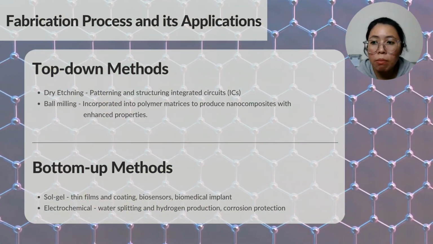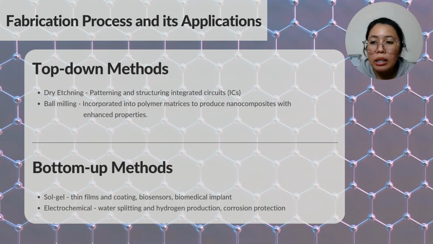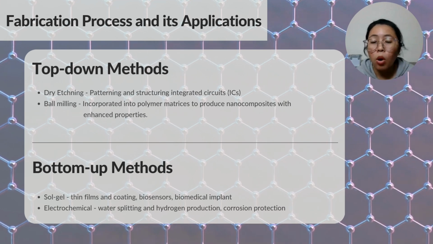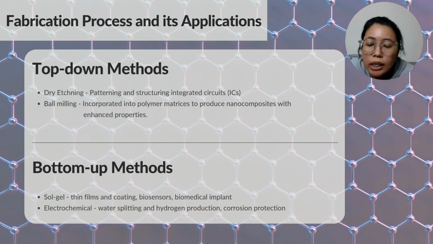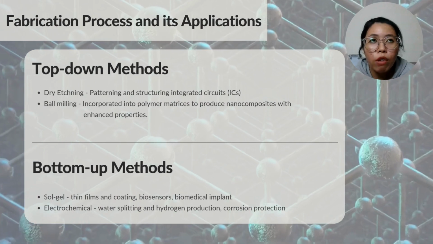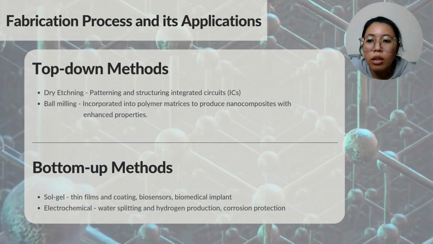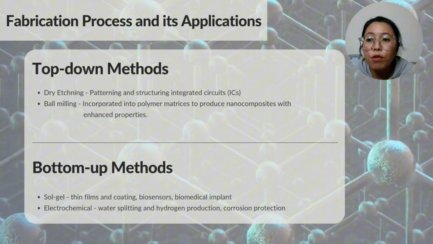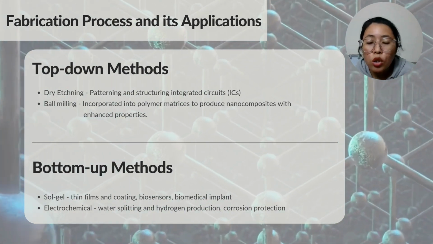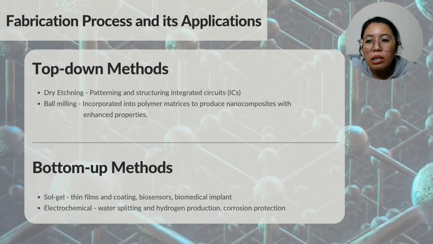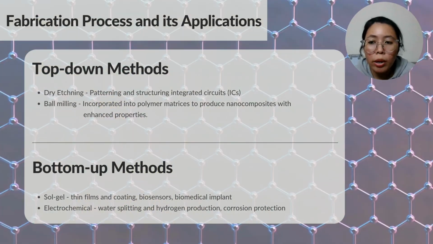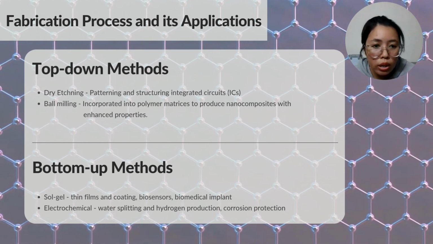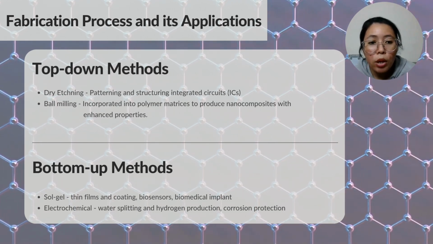Now, moving on to the bottom-up methods, which involve assembling materials atom by atom or molecule by molecule. This method is typically used when precise control over the final product composition is necessary. The first one is sol-gel. It is a method that involves transitioning a system from a liquid sol to a solid gel phase. It is considered the easiest technique for synthesizing nanoparticles. It's commonly used to create thin films and coatings, also biosensors and biomedical implants.